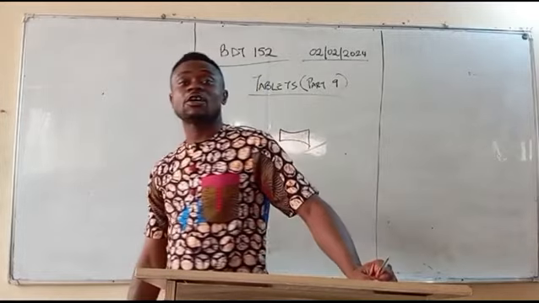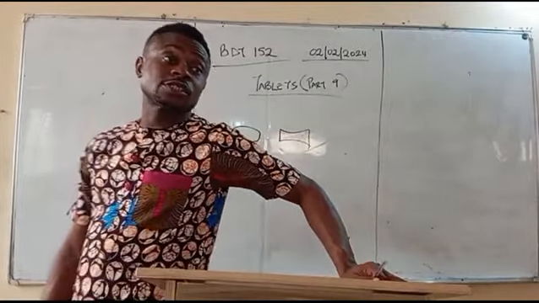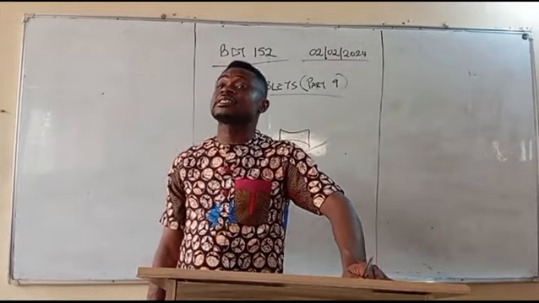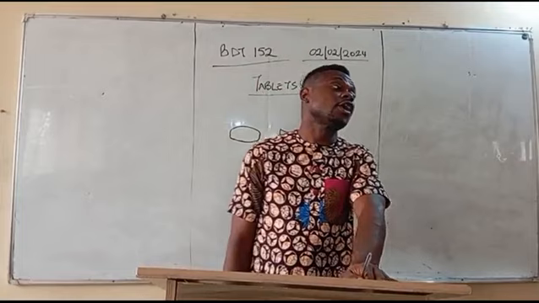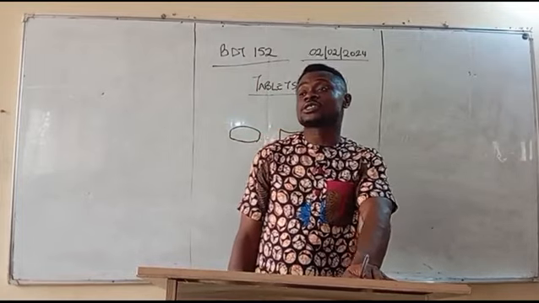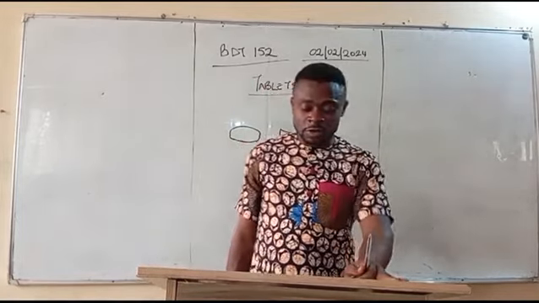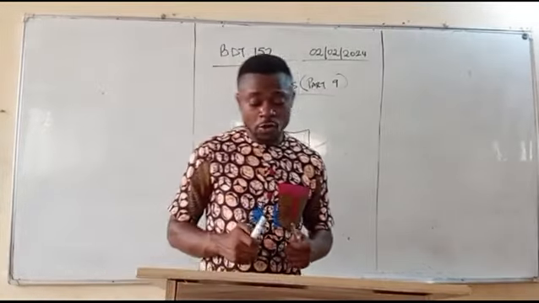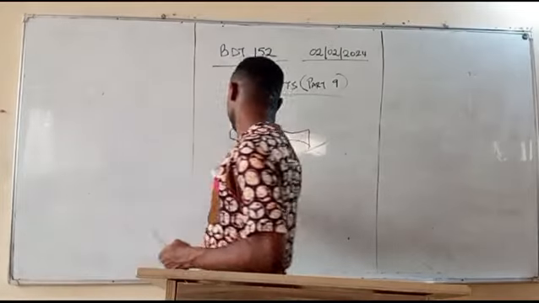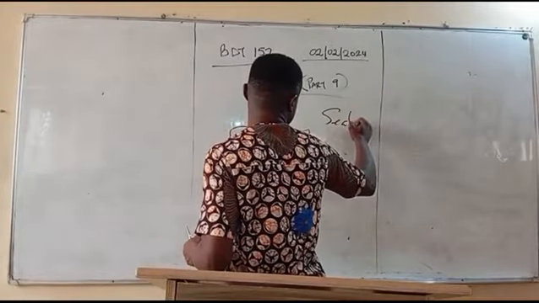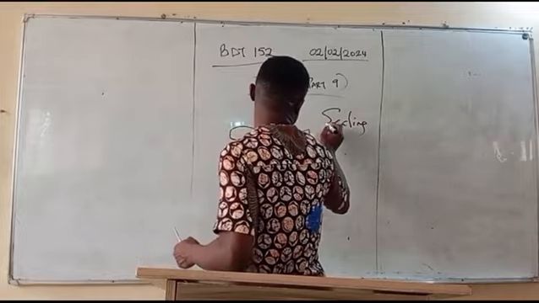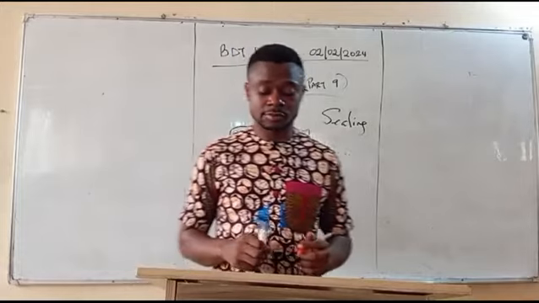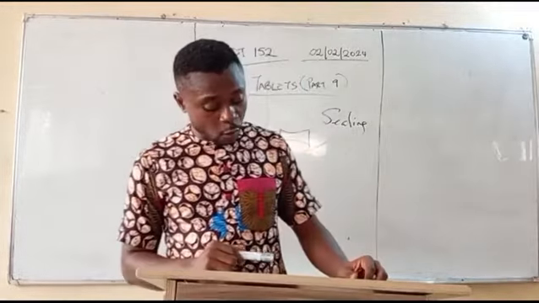First one is sealing or waterproofing. Second one is soft coating, right? Third one is syruping or smoothing. The next one is finishing. The last one is polishing. Now let's look at sealing. What happens in sealing?